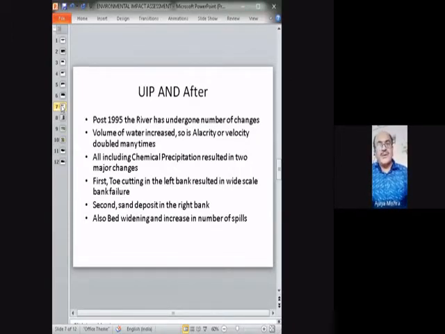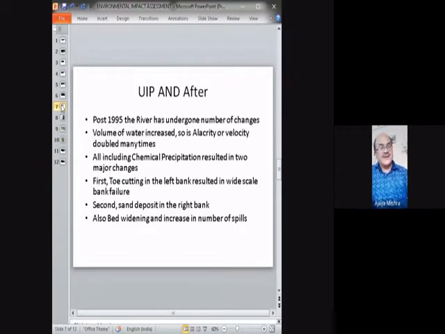But now, after 1995, after the Upper Indravati project has come up, the Hathi River has been converted into the natural power channel of the Upper Indravati project. That is why a huge amount of water is now flowing through Hathi to the River Tel.